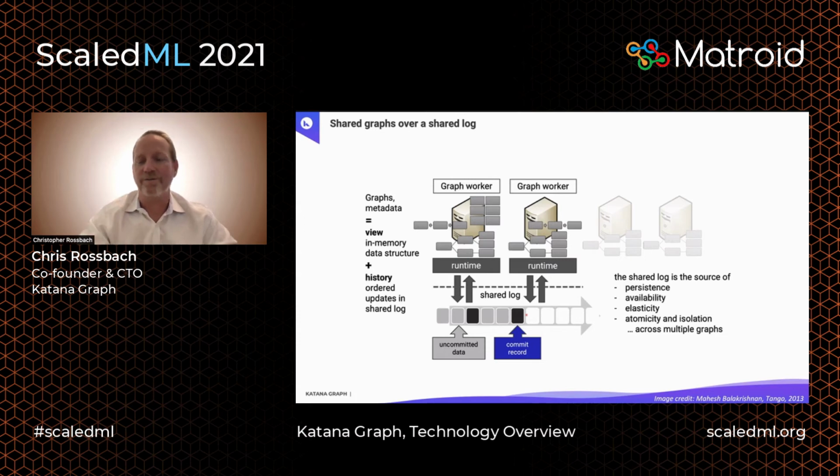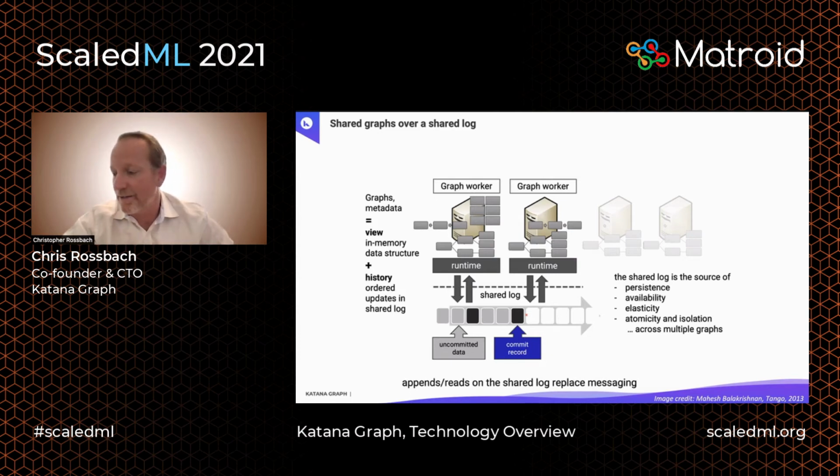So, final thing. Unlike many systems in this space, which I would characterize as comprising components that do a lot of point-to-point communication through RPCs, the shared log also provides a central place to roll forward and learn what's happened in the system, which means that appends and reads on the shared log can replace messaging in many parts of the Katana system.